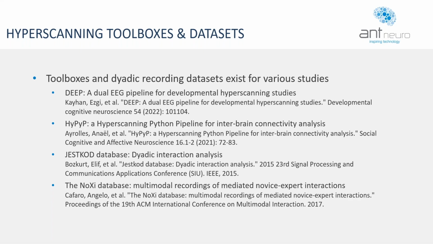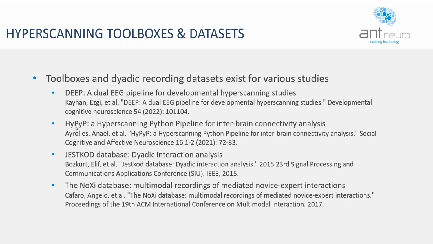So DEEP is a dual EEG pipeline for developmental hyperscanning studies. What they do is they have a pipeline that basically imports the data. They use an ICA decomposition to remove any artifacts. Then they look at phase synchrony values, and they perform a power analysis. Finally, all of the analysis is averaged over the dyads. It is available and easy for you to use if you want to take a look.